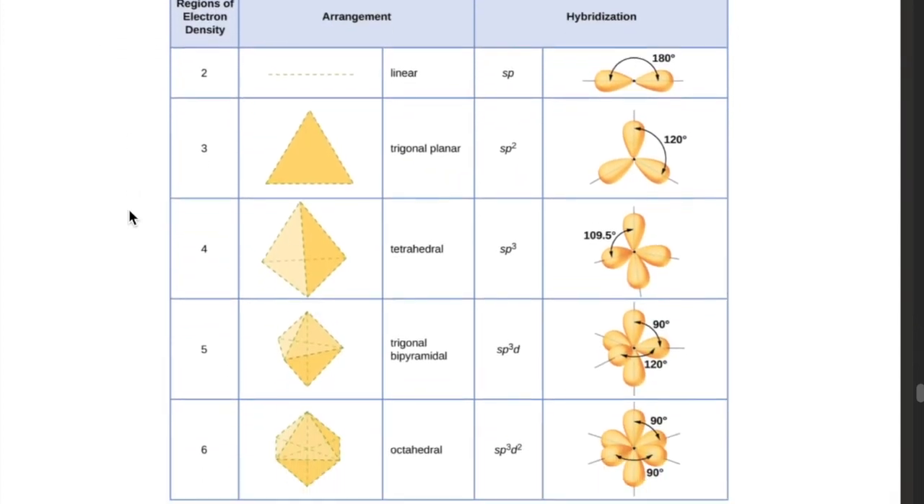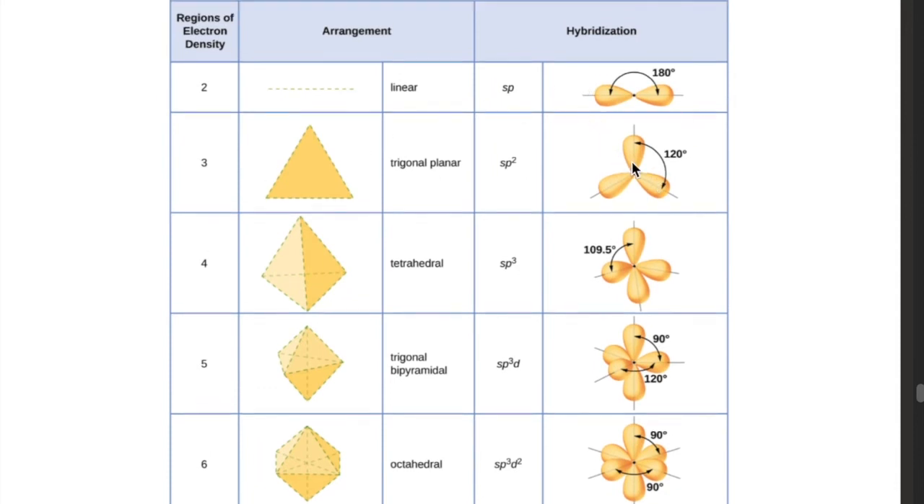So I've copied this from your textbook because I thought these drawings were better than what I could do. These are ones that we've seen before. We've already seen that the 2 electron regions will give a linear molecule with 180 degrees. 3 regions will give that trigonal planar geometry with 120 degrees. 4 will give the tetrahedral with the 109.5 degrees. 5 will give trigonal bipyramidal geometry with some 120 degree separation and some 90 degree, depending on whether the groups are equatorial or axial. And then the 6 regions make this octahedral shape where everything is 90 degrees.